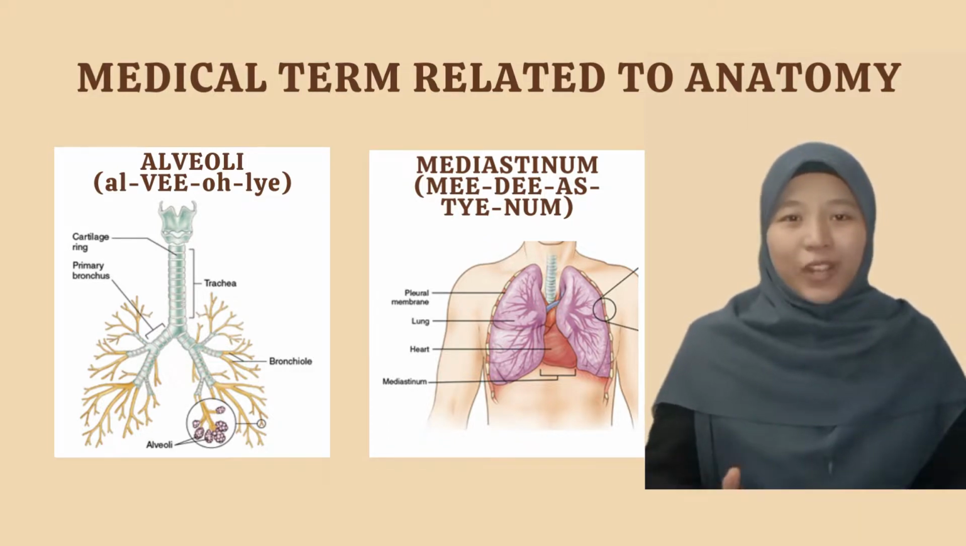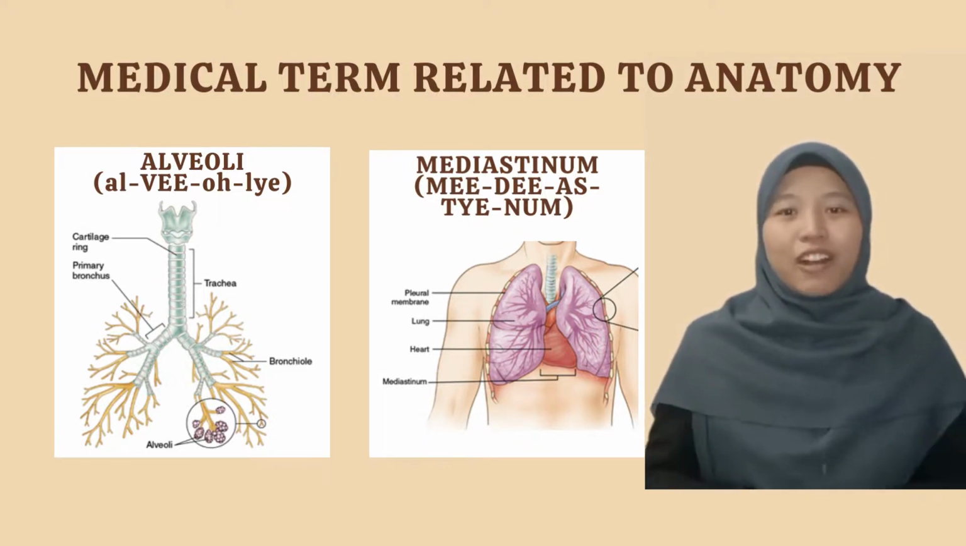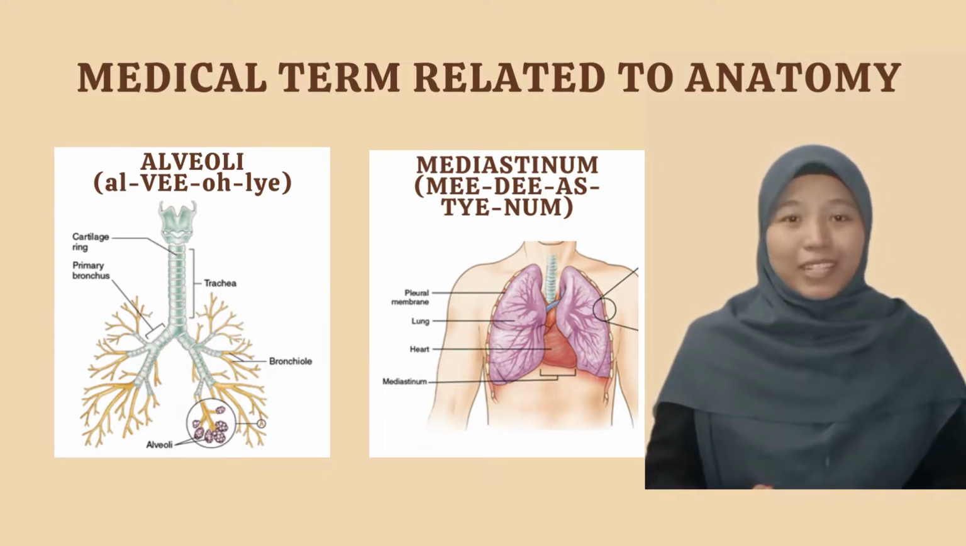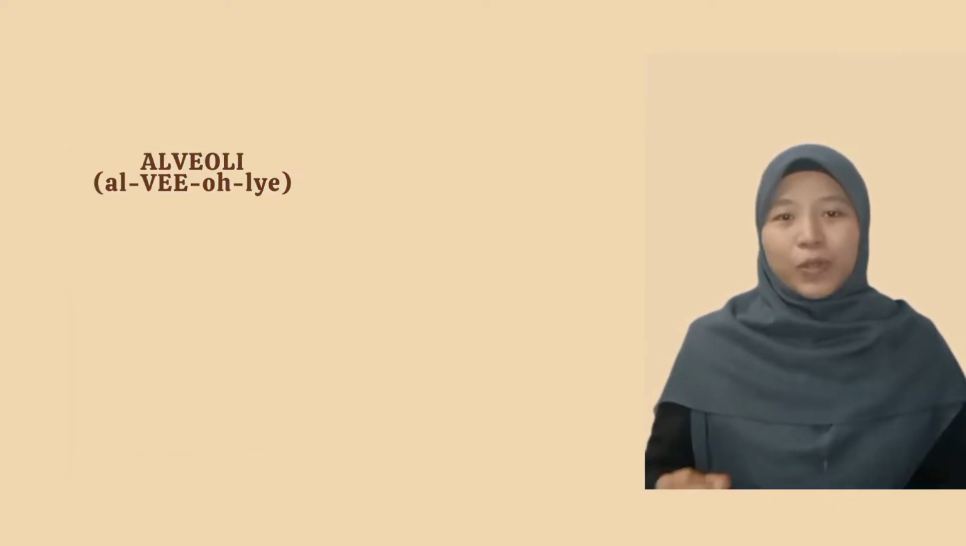We have alveoli, also known as air sacs, which are very small grape-like clusters found at the end of each bronchi. Next, we have the mediastinum, the middle section of the chest cavity, located between the lungs. This cavity contains connective tissue and organs, including the heart and its veins and arteries, the esophagus, trachea, bronchi, the thymus gland, and lymph nodes.